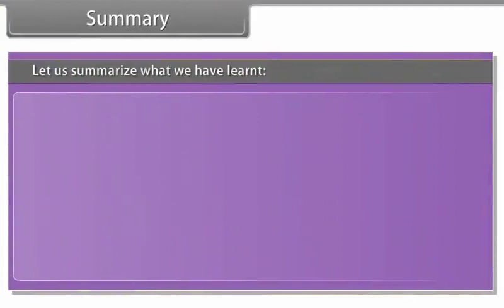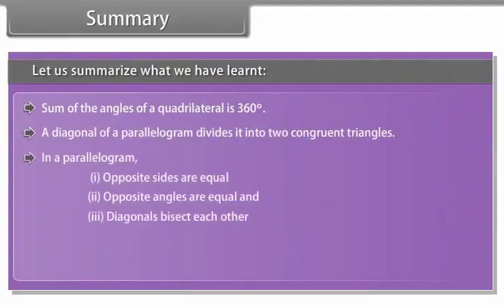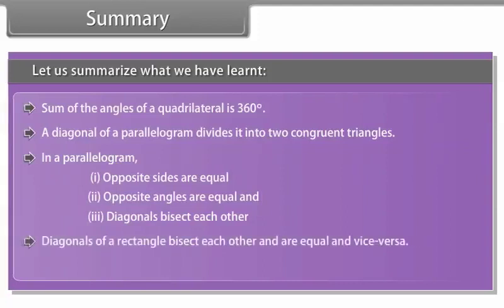Let us summarize what we have learned. The sum of the angles of a quadrilateral is 360 degrees. A diagonal of a parallelogram divides it into two congruent triangles. In a parallelogram, opposite sides are equal, opposite angles are equal, and diagonals bisect each other. Diagonals of a rectangle bisect each other and are equal, and vice versa.